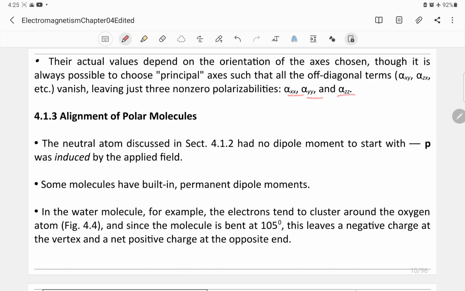So we've discussed a neutral atom which doesn't have a dipole moment initially, but the dipole moment was induced by the applied field. But there are molecules which have permanent dipole moments. Like water, for example, H2O, which has a different structure compared to CO2.